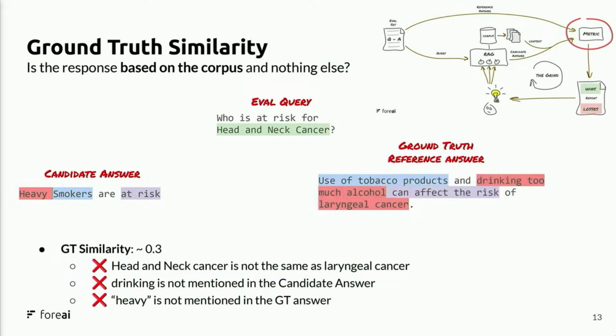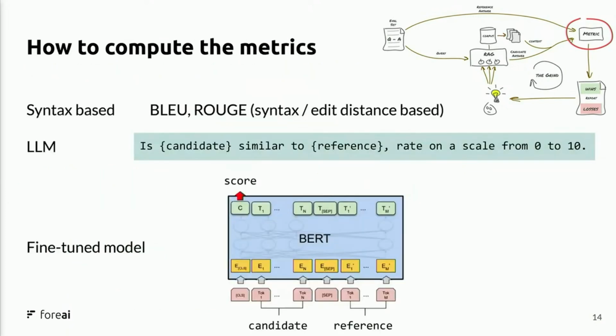Another example here is ground truth similarity. Here the ground truth answer is, let's say, use of tobacco products and drinking too much alcohol can affect the risk of laryngeal cancer. In this case, there's some information that is in the ground truth answer, and some information, for example alcohol, that is only in the candidate answer. So again, we're comparing what is there and what is not there, and how much information overlap there is between the two. In this particular case, it will be maybe a third or so. So how do we compute these metrics?